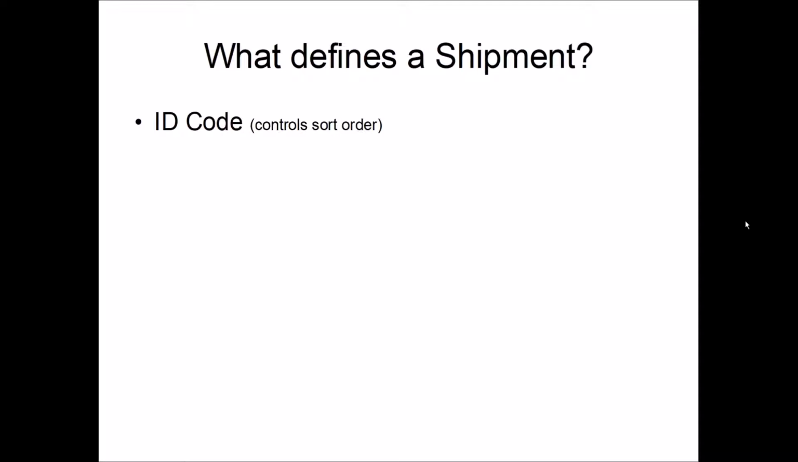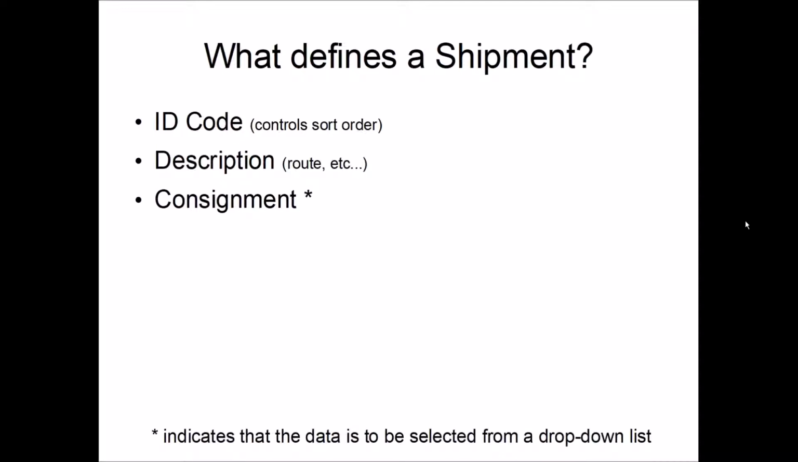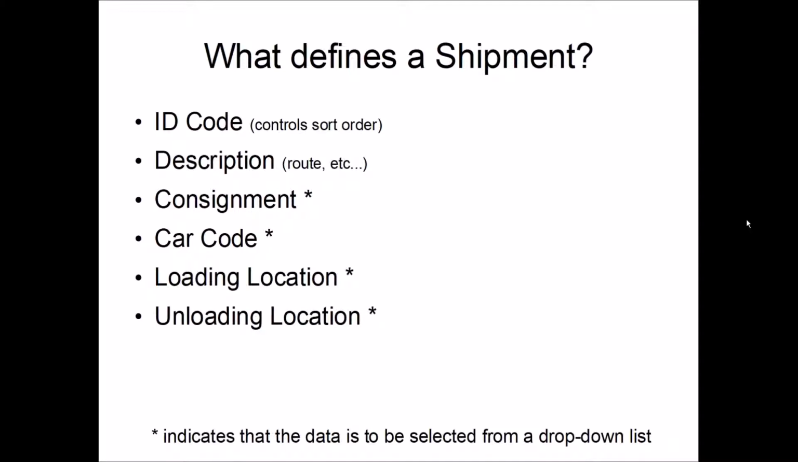Well, the first is the ID code. This is a unique code that you assign to a shipment. Its primary use is to sort the shipments in alphabetical order when you look at the database. The description, I use that to put in the route as to where the cars are going from and where they're going to. Consignment comes from a drop-down list from the data that you've entered previously into the commodity table. Same thing with the car code, that's also a drop-down list. Loading location, unloading location, those all come from drop-down lists.